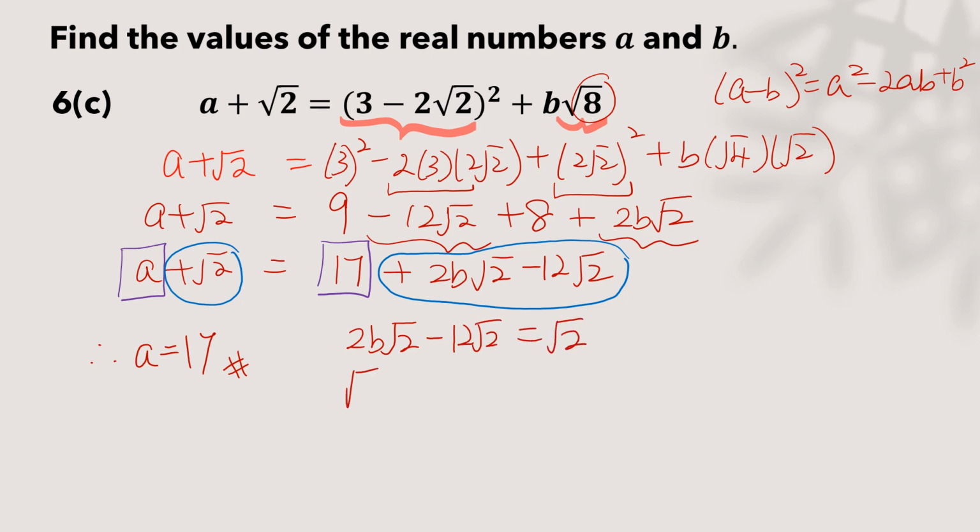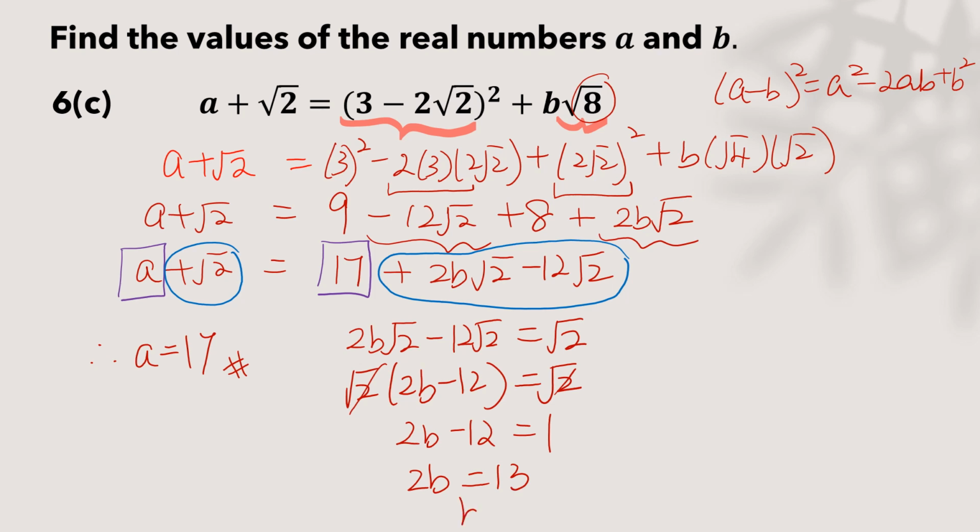So I can factorize square root 2 from my left hand side, and then I can divide by square root 2 on both sides. So I would end up getting 2b minus 12 equals 1. Okay, square root 2 divided by square root 2 is 1. So 2b will be equal to 13. Therefore, b will be equal to 6.5. Okay, so that's how we do it.